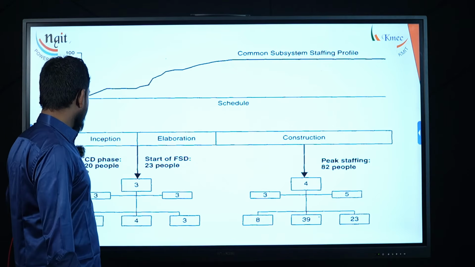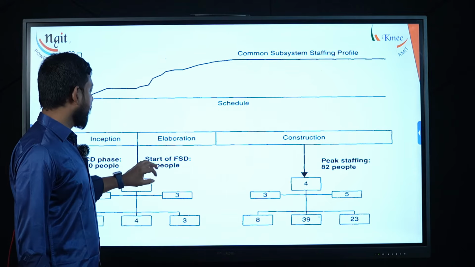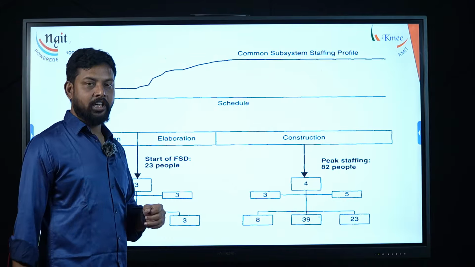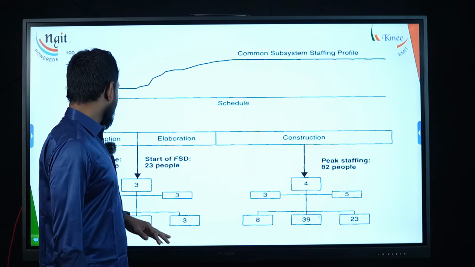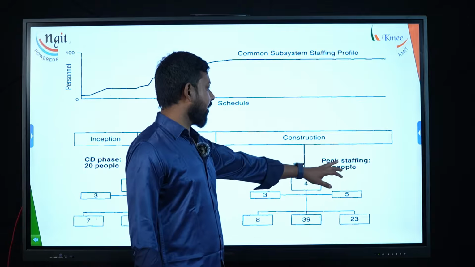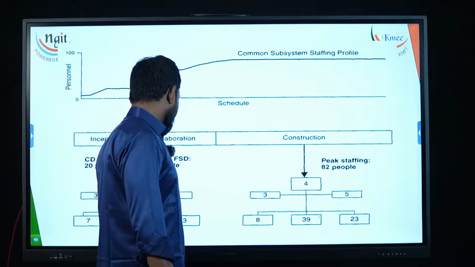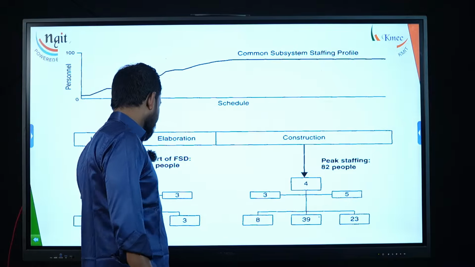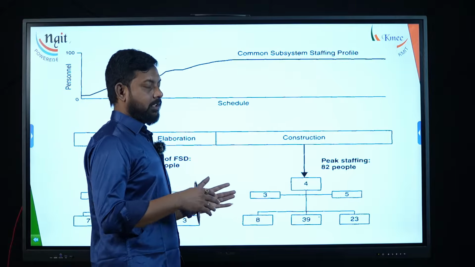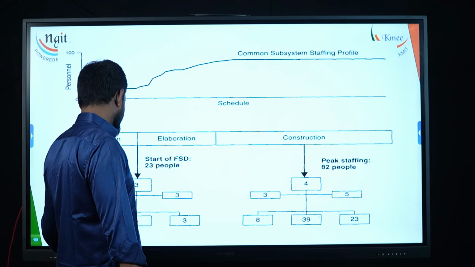So say for example, in your CD phase, around 20 people were working on your inception phase, and in your FSD phase, around 23 people were working on your elaboration phase. So all put together, there are 43 members, and they were divided into this particular format. In the same case, with your 82 people in your construction phase, they were working with your development process here. So this is how your CCPDS-R project development was divided.